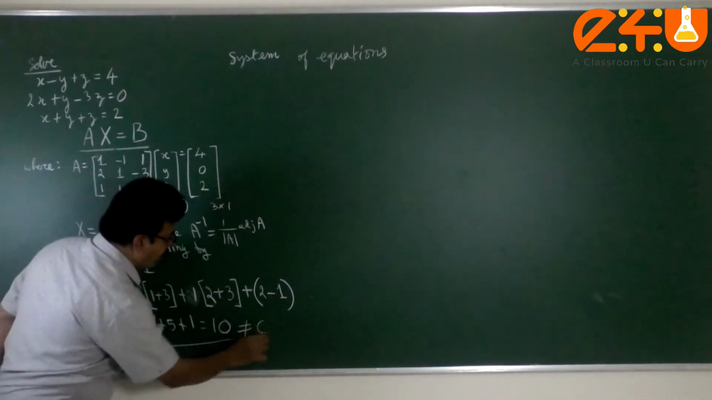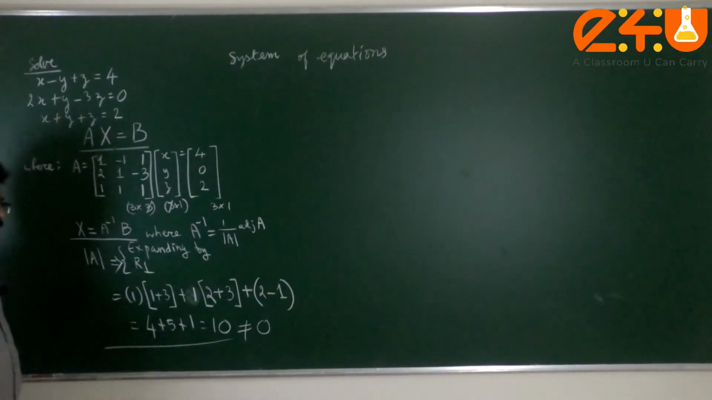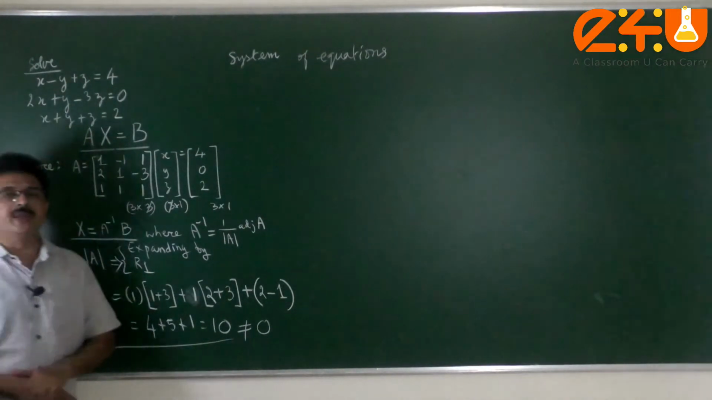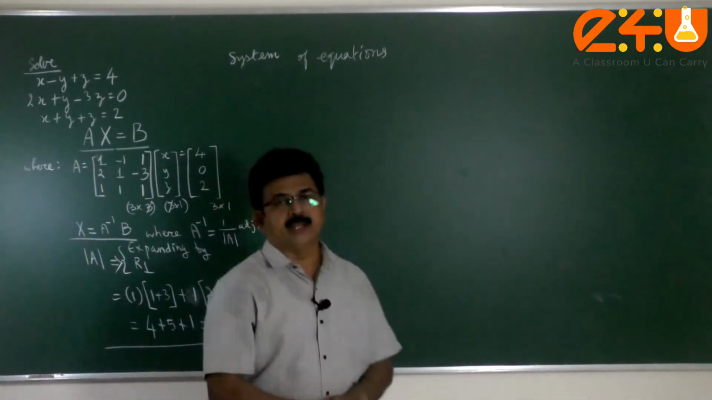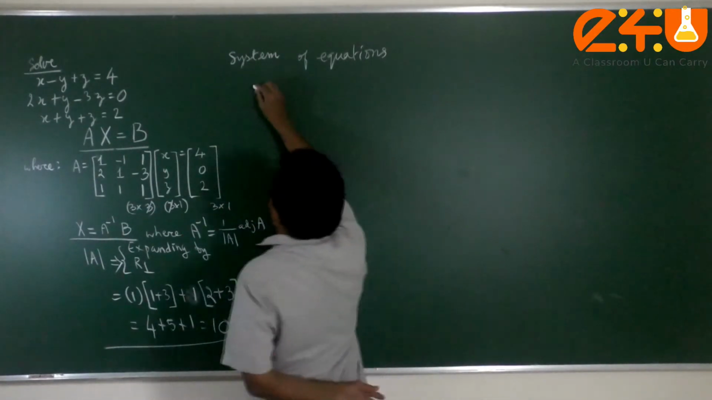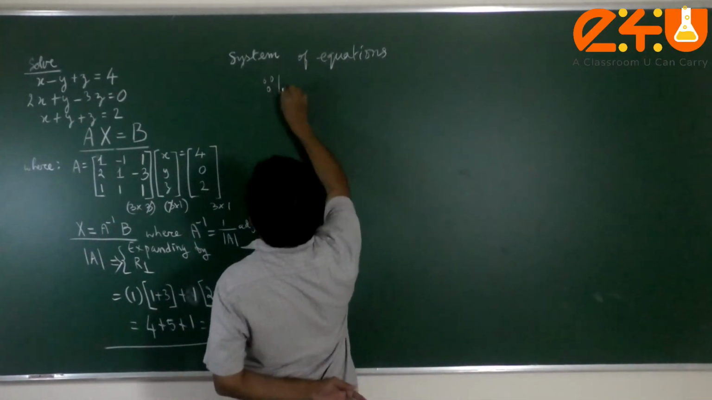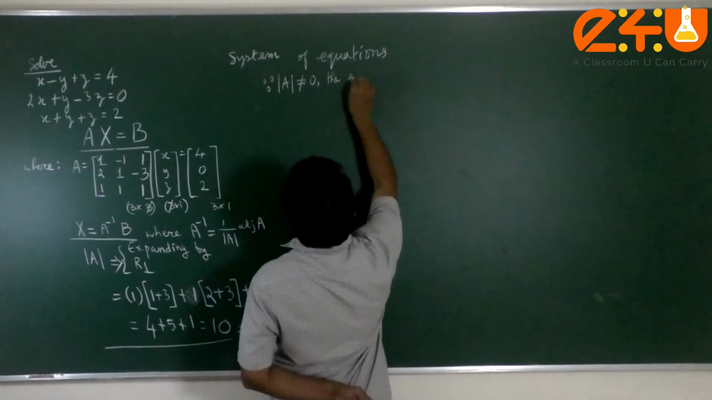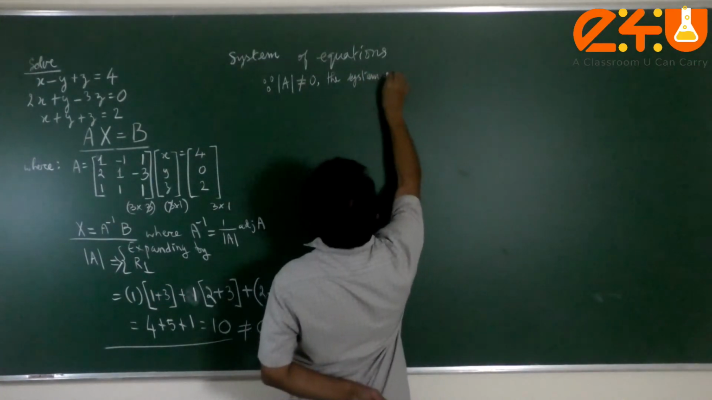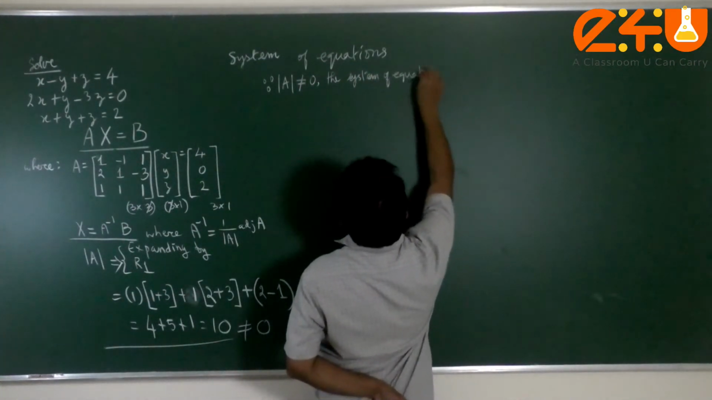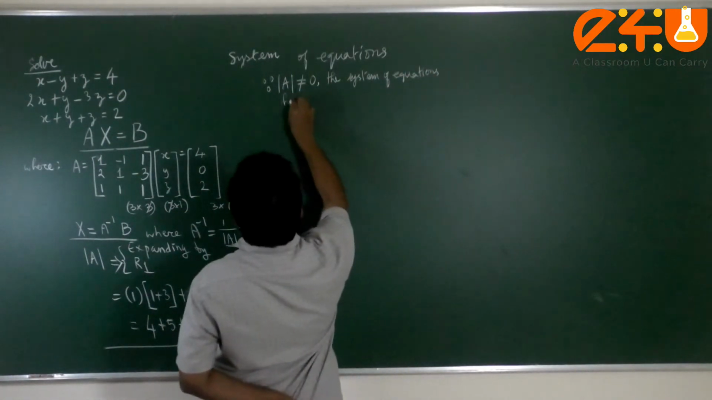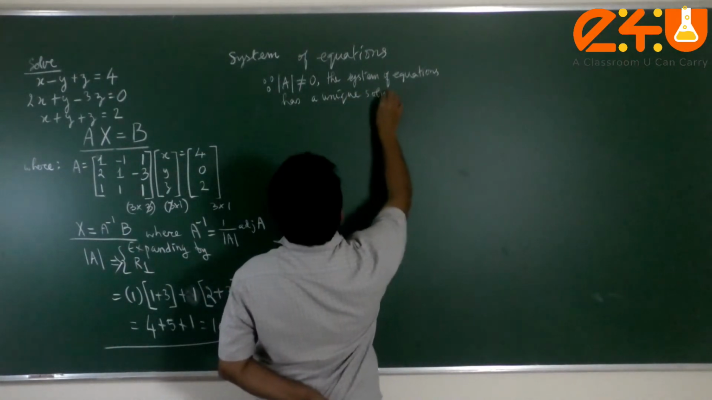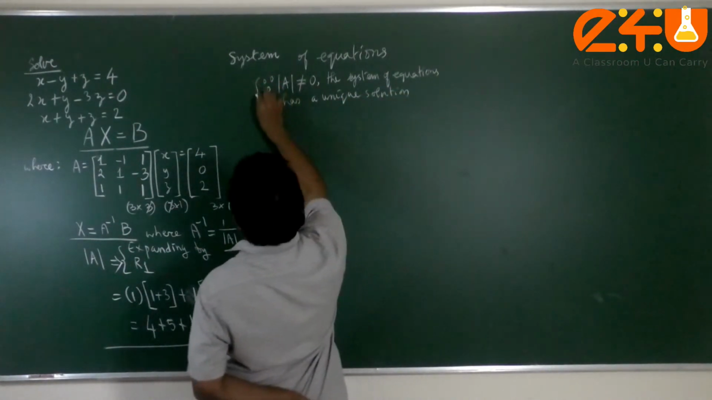Anyhow, it is not a 0. Because it is not a 0, matrix A is a non-singular matrix, and any non-singular matrix possesses a unique inverse. So we can mention it. Since determinant A is not 0, the system of equations has a unique solution. So that is the conclusion.